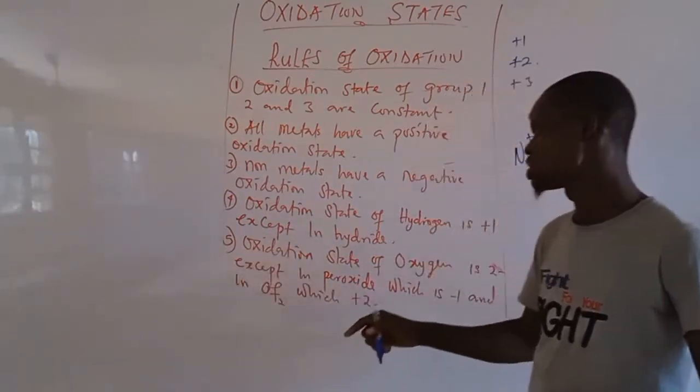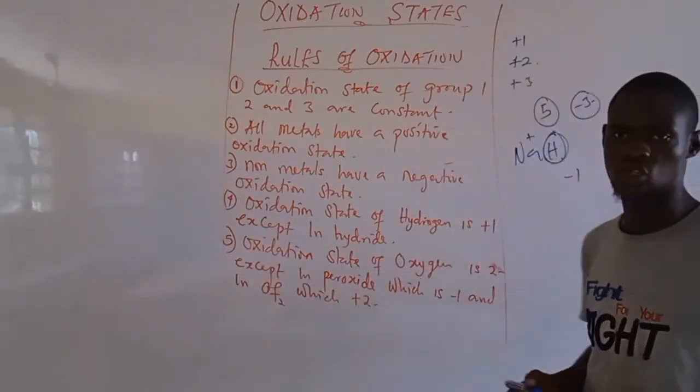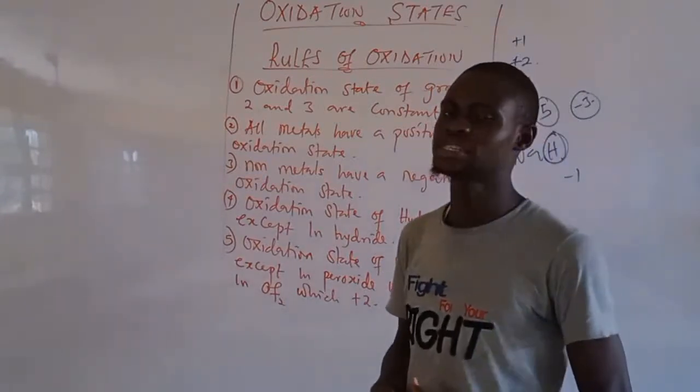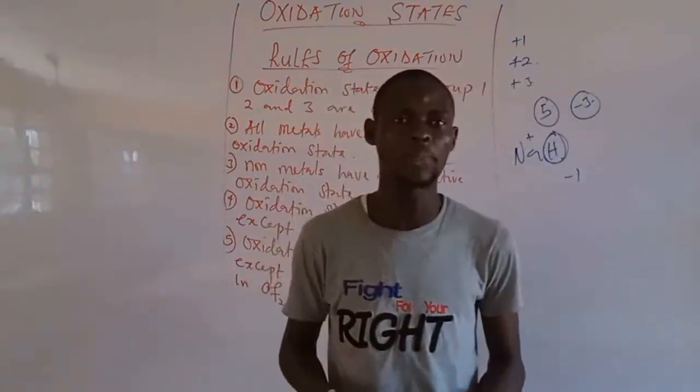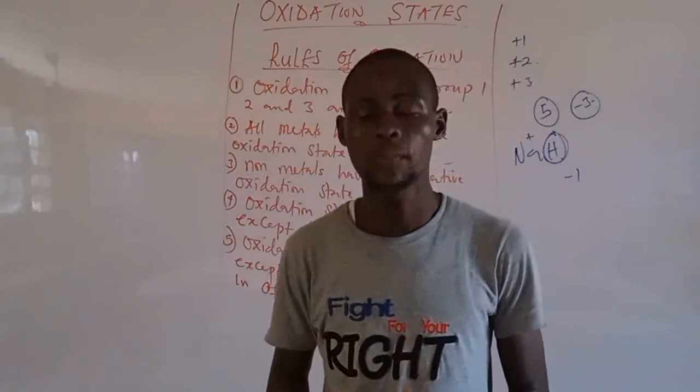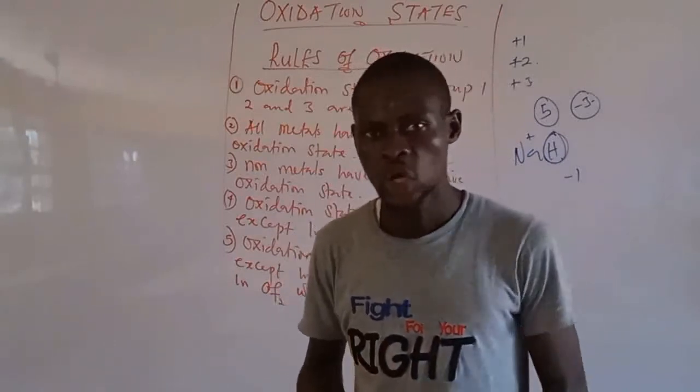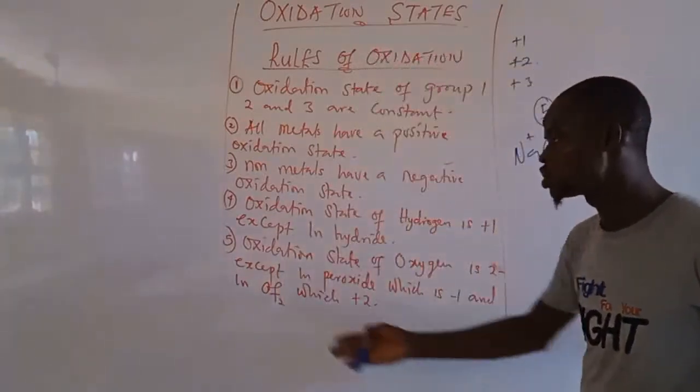The same thing goes for oxygen. The fifth one says that the oxidation state of oxygen is -2. Oxygen always has the same oxidation state of -2 in all compounds, except when it is found in peroxide, or when it forms a compound with fluorine.